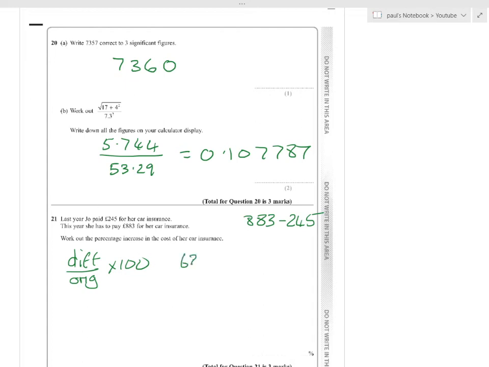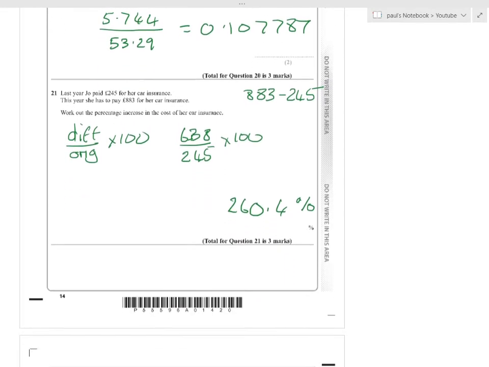So we've got 638 divided by the original 245 multiplied by 100. That will give us our percentage. Divided by 245 times 100 is 260%. 260%. Wow. 260.4. That's gone up a bit there. What, have you been crashing your car, have you, Jo?